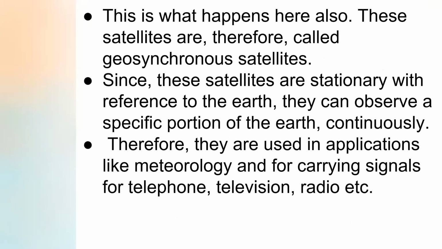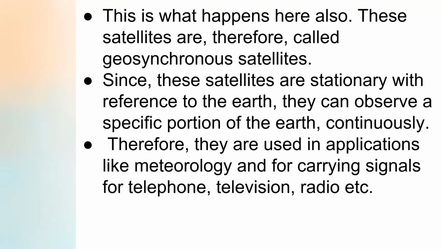These satellites are therefore called geosynchronous satellites. What are they called, students? Geosynchronous satellites. Why? Because their period of revolution is 24 hours and they are revolving in an orbit parallel to the equator. Hence, they are seen to be stationary from the Earth, and hence they are known as geosynchronous satellites.